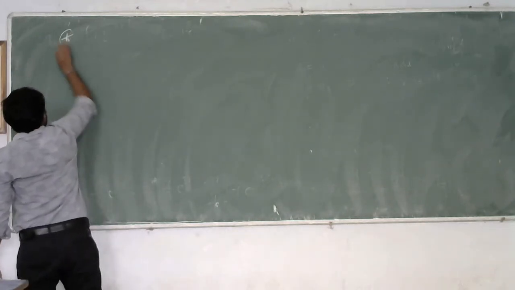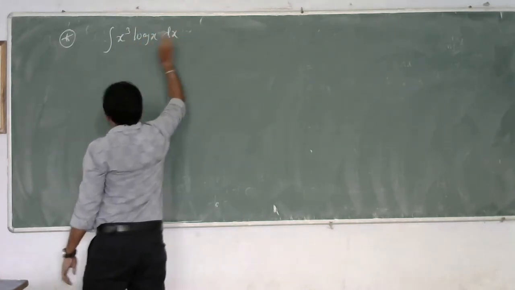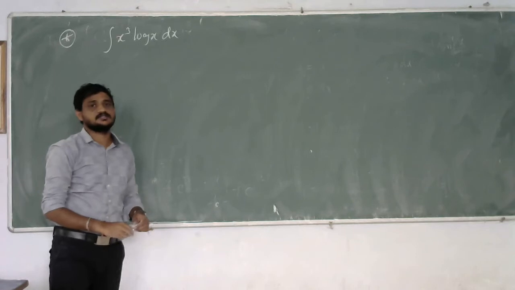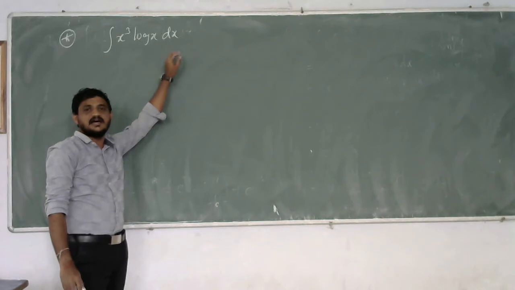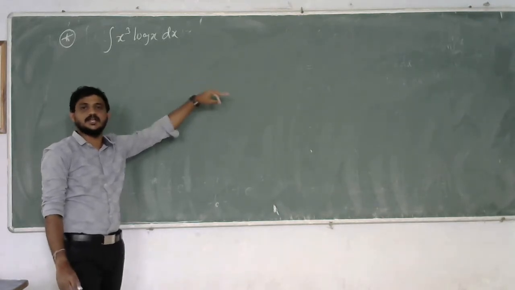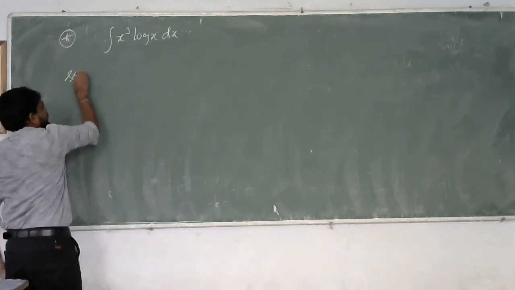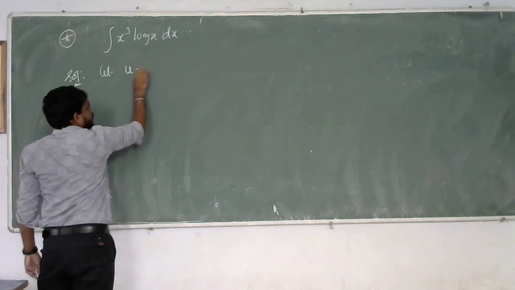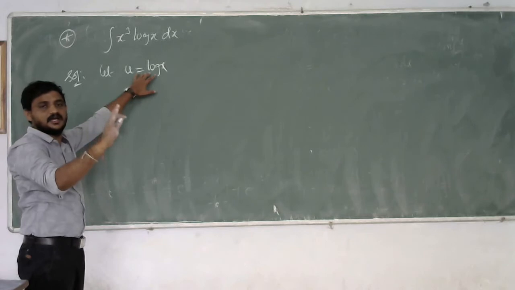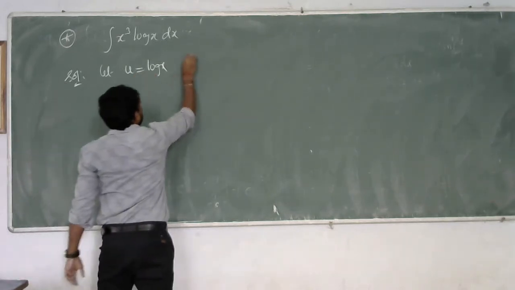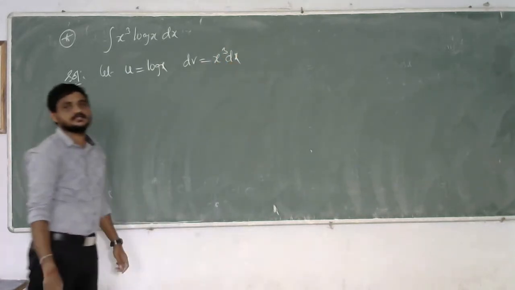Next question. Evaluate the integral of x cube into log x dx. Here one algebraic function, then a logarithmic function. Right? By using the order I laid, which comes first? Logarithmic function, then algebraic function. So first we have to take u as log x, because logarithmic comes first by using the order I laid. Then dv equals the remaining two terms, x cube into dx.